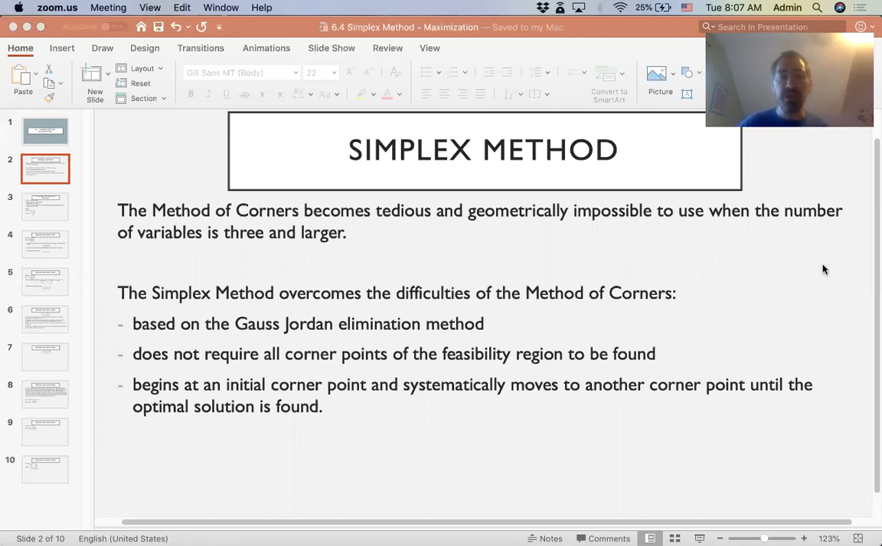The simplex method is based on the Gauss-Jordan elimination method. It does not require us to find all the corner points of the feasibility region that we had to do with the method of corners. What this does is begin with an initial corner point, and we will systematically move to another corner point until the optimal solution is found. And we will know when an optimal solution is found without having to find all of the corner points.